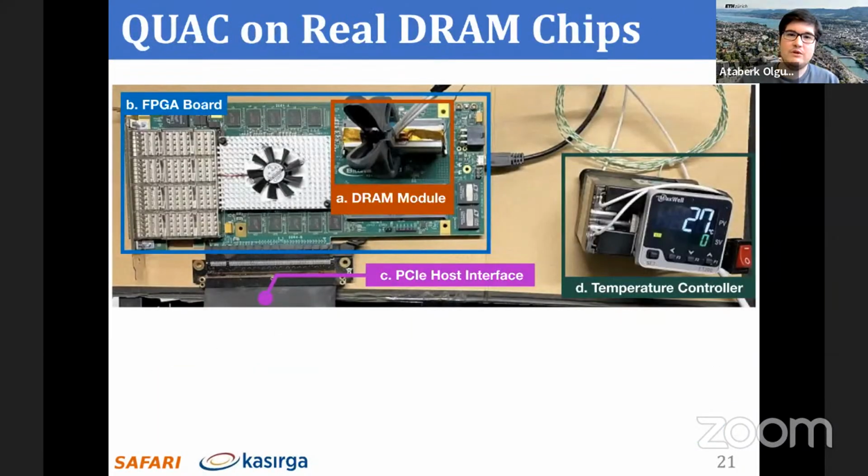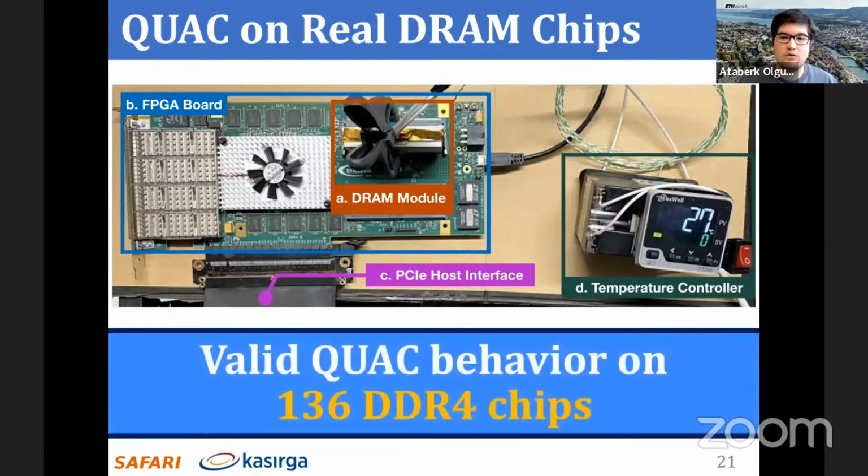We conduct experiments using our DRAM testing infrastructure, SoftMC, which I will talk about more in the upcoming slides. And we observe valid QUAC behavior on 136 real DDR4 chips from 17 DRAM modules.